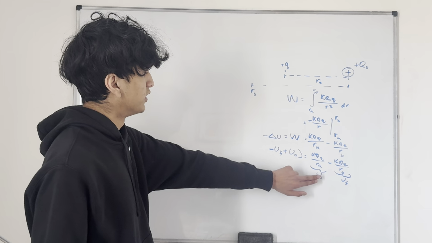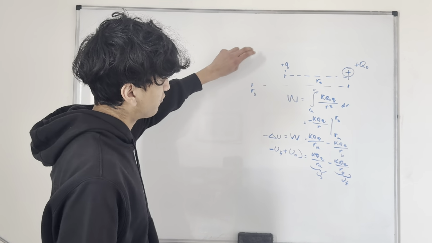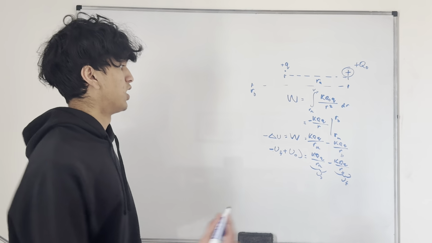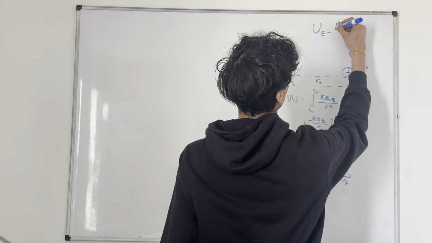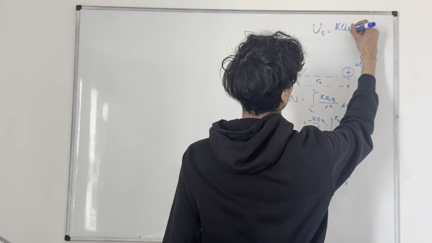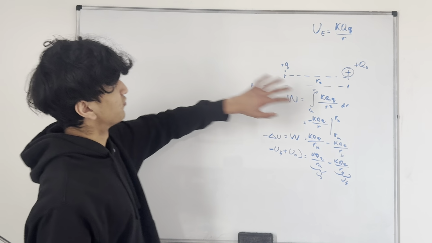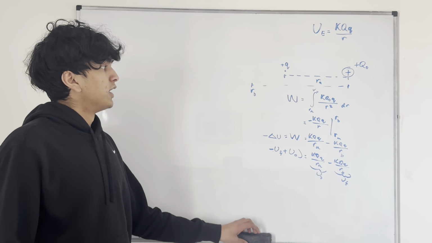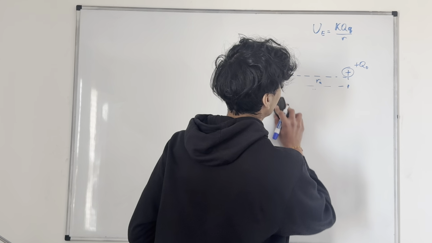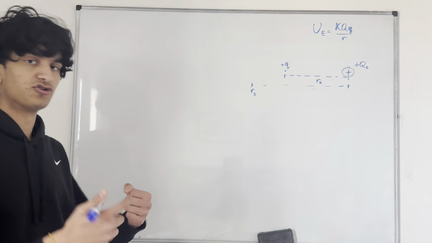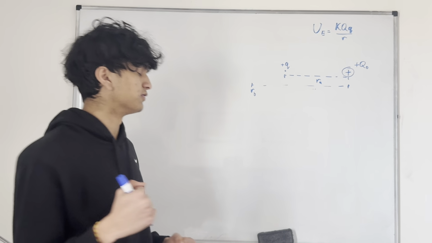So the U initial would equal this quantity, KQq over RA, which is the initial U, and then the final U is at RB. So the equation for electric potential energy is KQq over R. At a certain point, the electric potential energy conforms to this. So what is potential? Potential and potential energy aren't the same thing, but they relate back to electric force and the electric field.